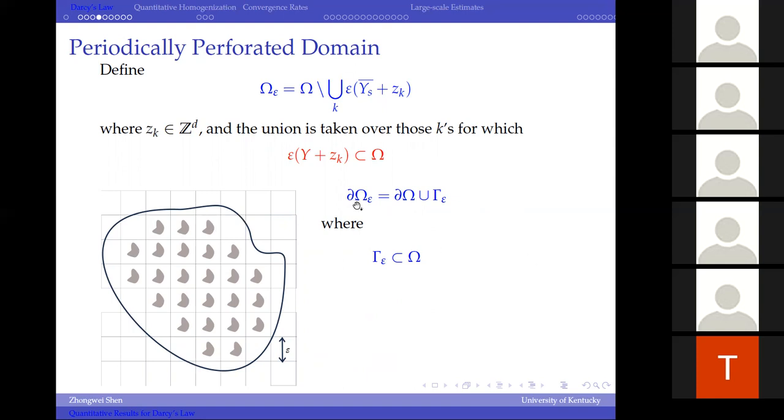So the boundary of omega epsilon consists of two parts: the boundary of omega, which is still there, union the boundary of the obstacles, which I denote by gamma epsilon, which lies entirely in omega, but also has the property that the distance from gamma epsilon to the boundary of omega is at least a small constant times epsilon. Okay, so this will be useful later on.